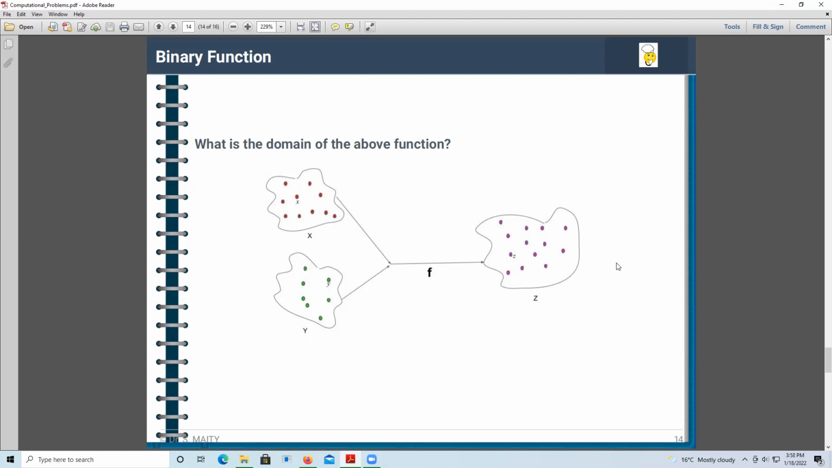And each input is an ordered pair, small x comma small y. So if I create a set and write it as a set of all 70 ordered pairs, then what is it called? A Cartesian product. So the answer is, the domain of the function is the Cartesian product of X and Y.